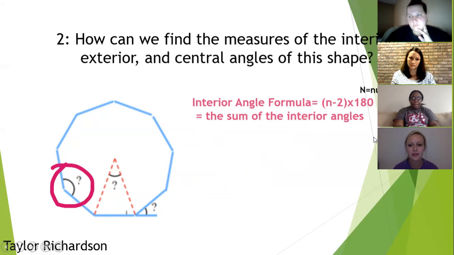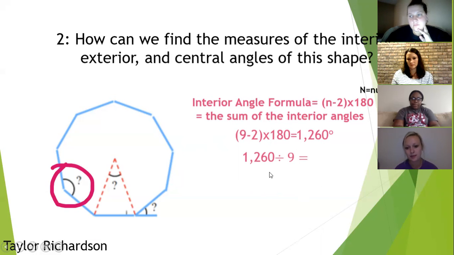So we know that because n is equal to the number of sides, we're going to plug in 9 for n. When we plug in 9, we get 9 minus 2 times 180 equals 1,260 degrees. Because this is the sum of the interior angles, we need to now divide this number by the number of sides so that we know the measurement of each interior angle. When we divide 1,260 by 9, we get 140 degrees, meaning that each one of our interior angles equals 140 degrees.